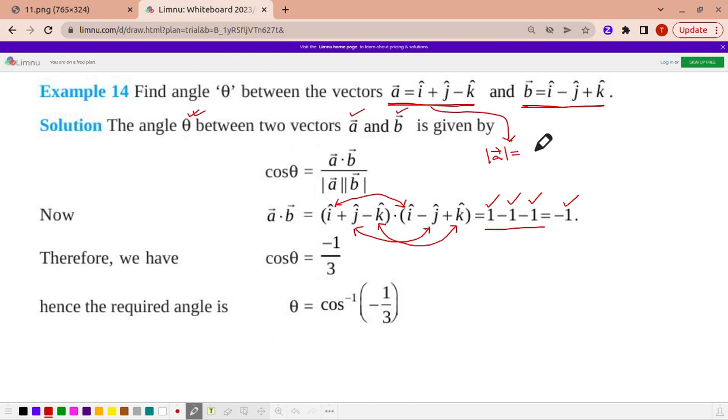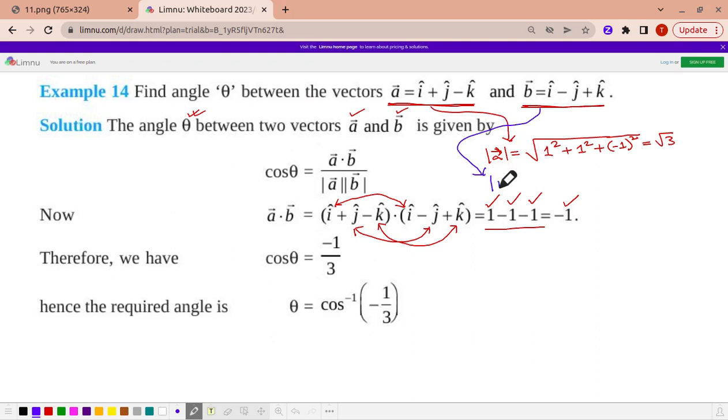If you recall, that is nothing but square root of the sum of the squares of the coefficients of I cap, j cap and k cap. So what is the coefficient of I cap for the vector A? It is 1. So it is 1 square plus what is the coefficient of j cap in the vector A? It is 1. So 1 square. And what is the coefficient of k cap for the vector A? It is -1. So that means plus -1 whole square. So that actually becomes square root of 3.